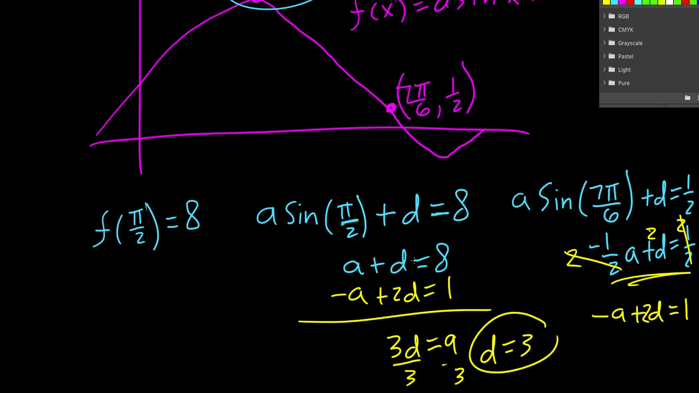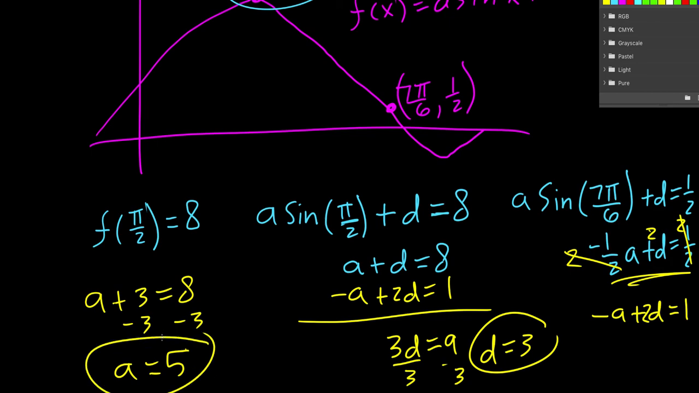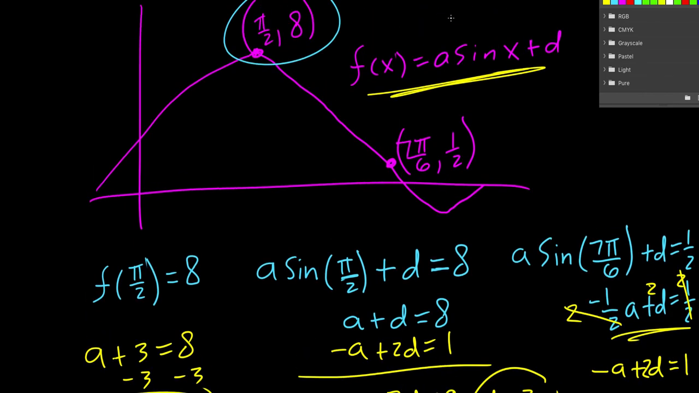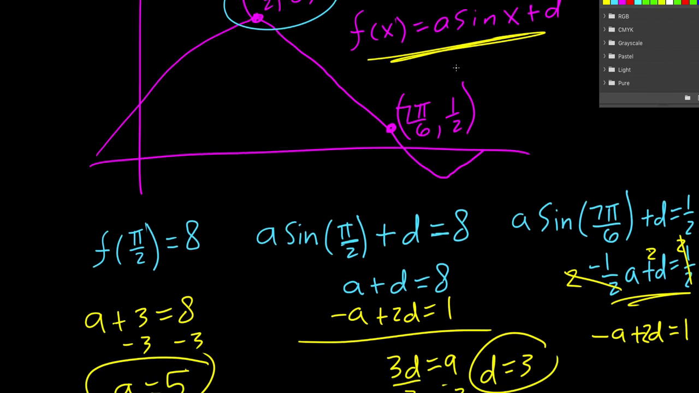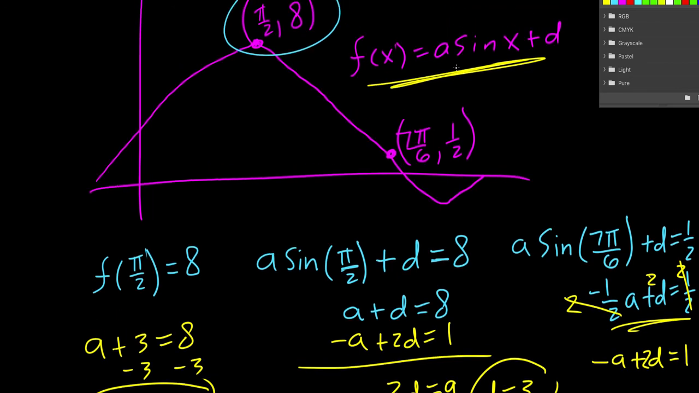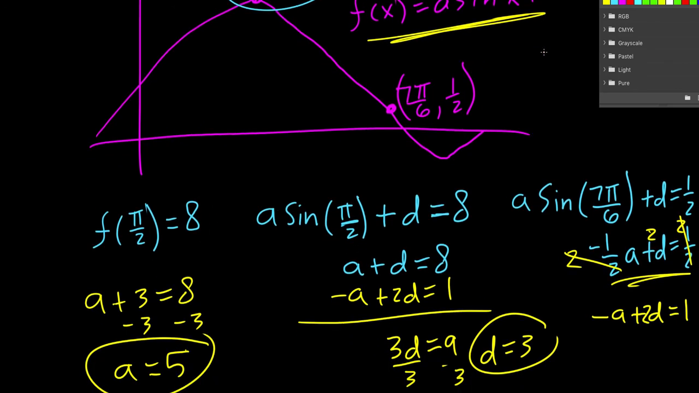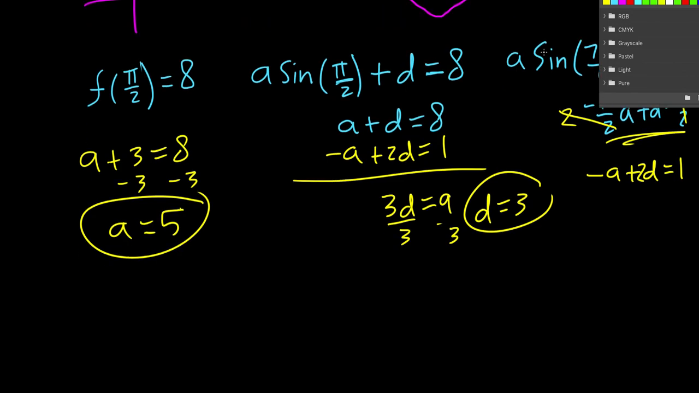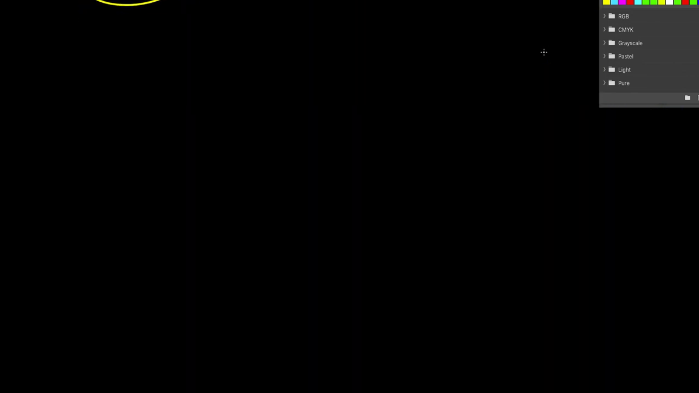And then if we plug that into this one, we get a plus 3 equals 8. Subtract 3, and then a equals 5. Okay, and those were the two pieces of missing information that they asked for. So we know that there's an amplitude stretch based on our answer for A, which was 5, and then we know there's a vertical shift of 3.